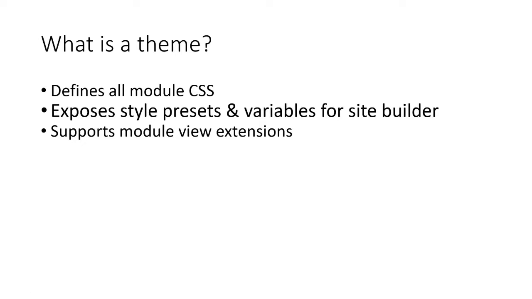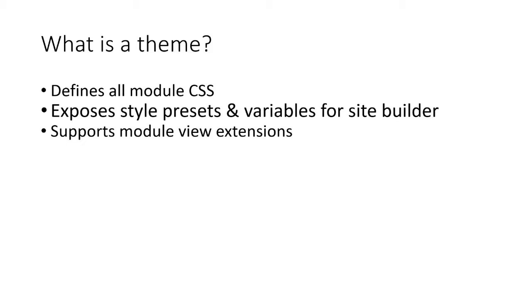So one of the main jobs of a theme is to define all of the module CSS. Nick showed a bunch of the modules that we include as part of our module library, and the theme contains all the CSS needed for those modules. It also exposes the style presets and variables for the site builder. So Nick has shown the Fabrikam one, and I'll show that when I get to it, but if you recall, the Fabrikam one had 2 style presets. One was just called Fabrikam and one was called default Fabrikam.